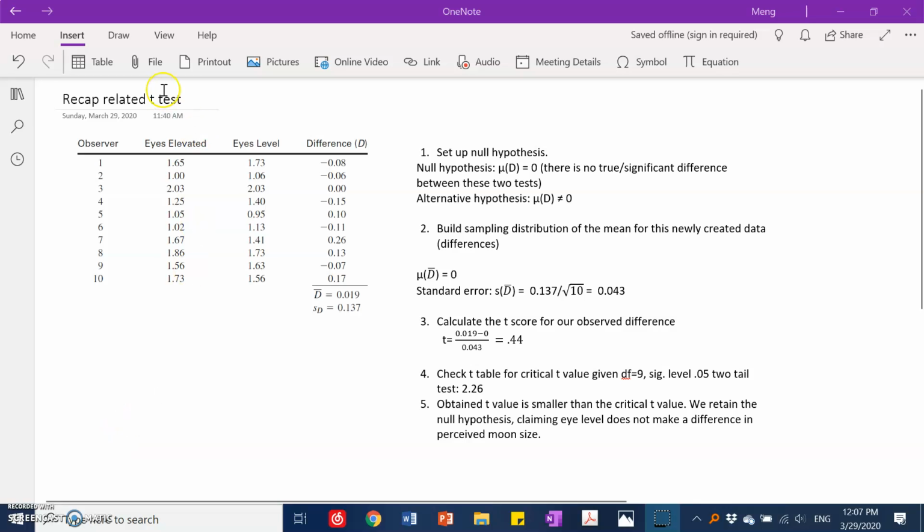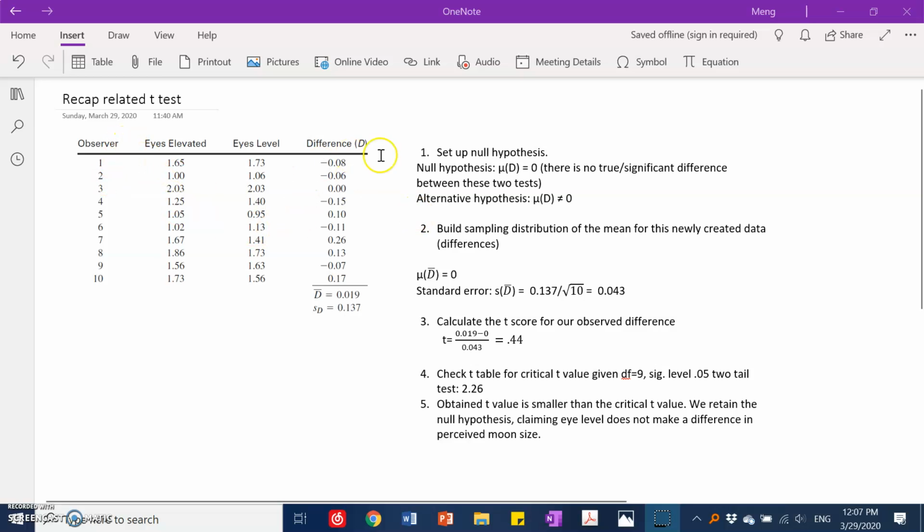Okay, guys, so today we're going to first recap what we learned last week, which is the related t-test. I'm going to give you a brief review by walking through the Mu illusion practice I gave you as a practice in last week's class.